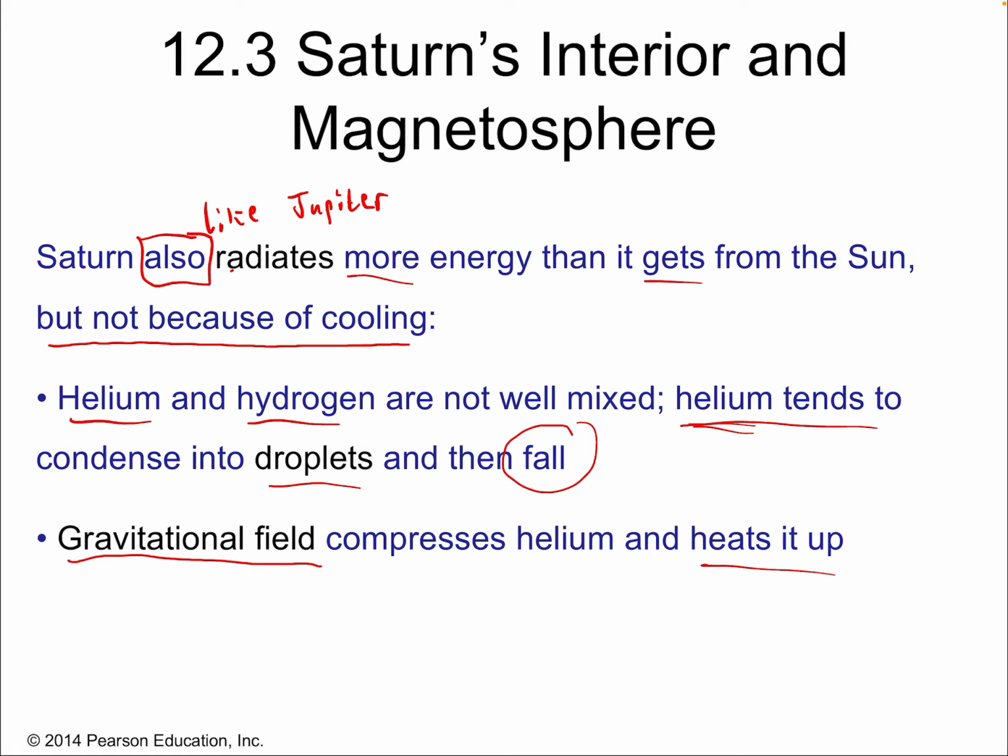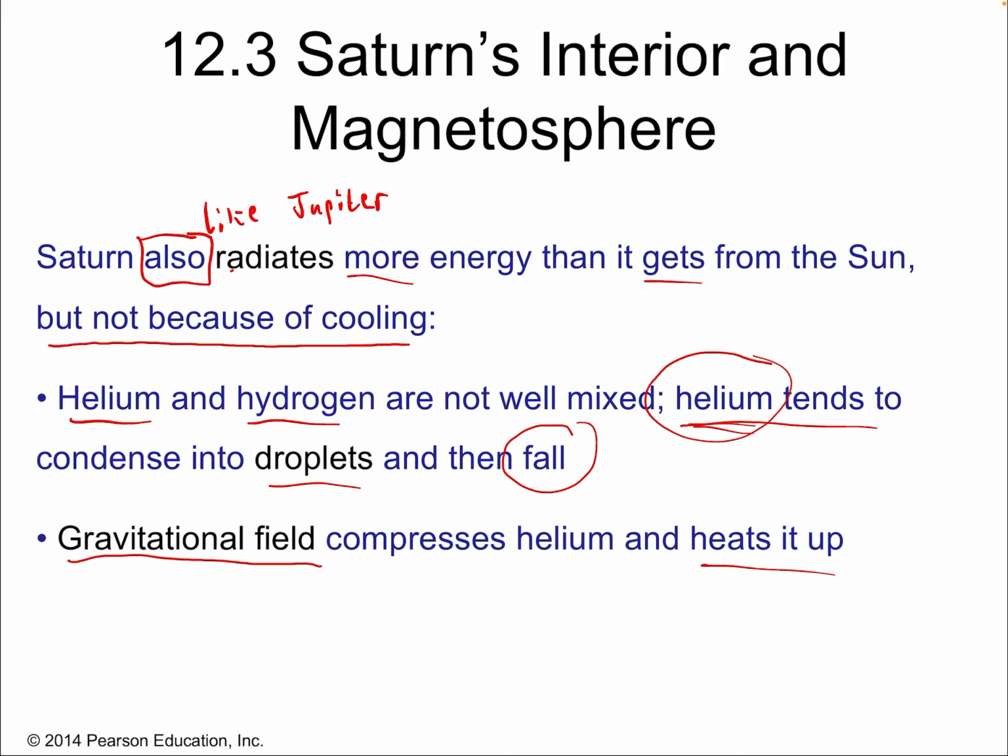That heat will then re-reach the surface of the planet and radiate out into space as infrared radiation. And that's how we look and say, oh, look, there's more energy coming out of the planet than going in. And the dominant theory is that it's because of that helium rain. Okay, gravitational energy becoming heat.